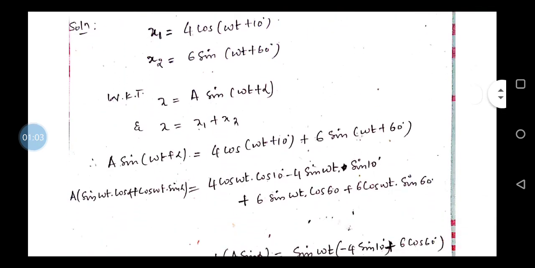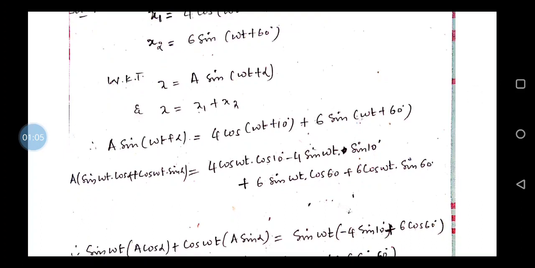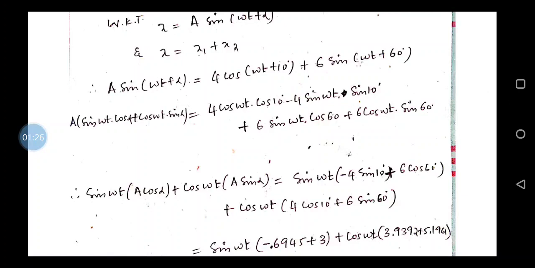In the previous class, we discussed that the addition of two harmonic motions will result in a harmonic motion only. So let us assume x as the resultant of x1 and x2, and x is equal to A sine(omega t plus alpha). Therefore x is equal to x1 plus x2. Now, in the equation x is equal to x1 plus x2, substitute the values of x, x1 and x2. So it becomes A sine(omega t plus alpha) is equal to 4 cos(omega t plus 10 degrees) plus 6 sine(omega t plus 60 degrees).